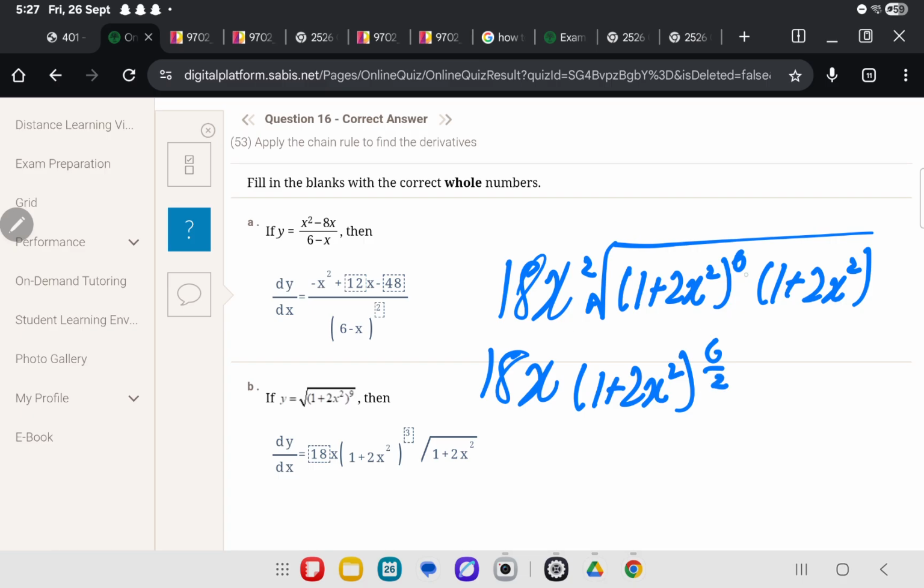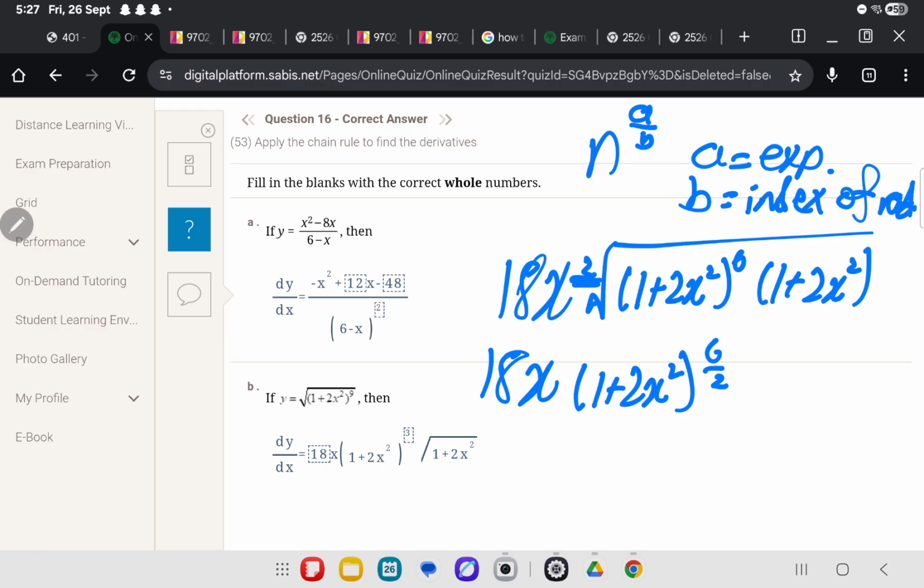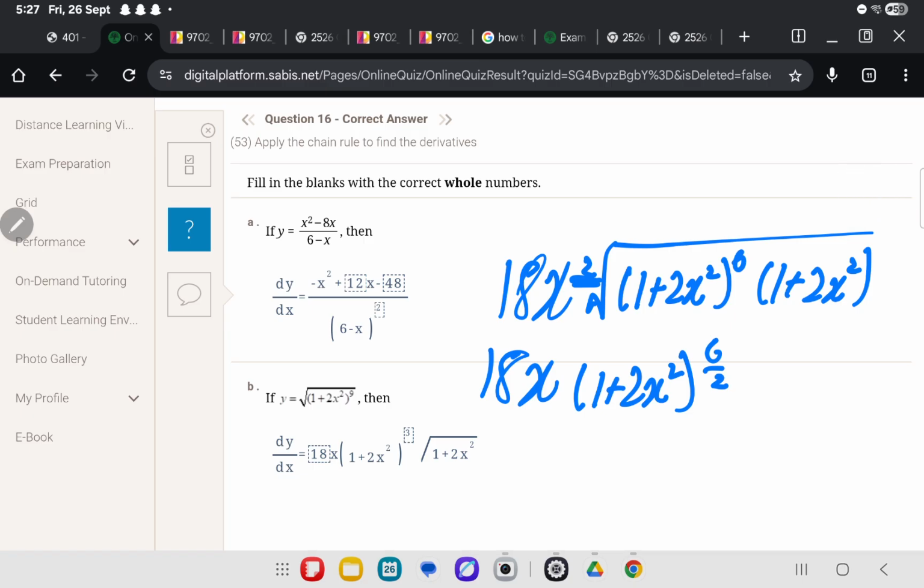So essentially, I'm raising it to an exponent of 6, because it's already raised to an exponent of 6, and dividing that exponent by 2, because the index is 2. Remember, when you have n to the power of a over b, a is my exponent of whatever it is, b is the index of the radical. Now, this is going to be into radical 1 plus 2x squared. This stays the same. I'm not going to do anything to it. Now 6 over 2 can be rewritten as 3. And this is essentially the answer.